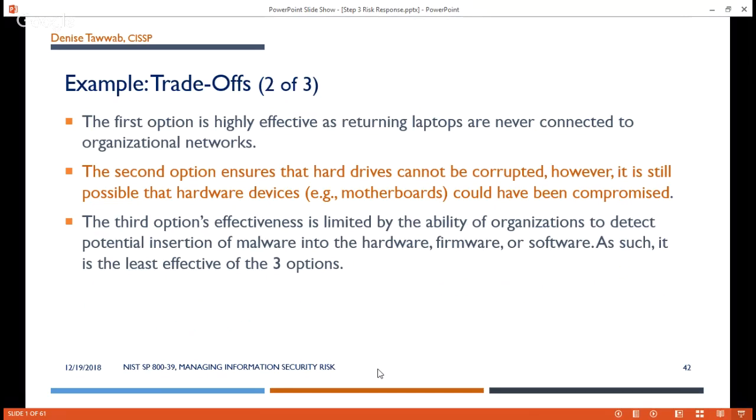The first option ensures returning laptops are never connected to your organizational networks. The second option ensures that hard drives can't be corrupted. However, it's still possible that hardware devices, for example, the motherboards, could be compromised. The third option's effectiveness is limited by the ability of organizations to detect potential insertion of malware into the hardware, firmware, or software. As such, it is going to be the least effective of the three options.